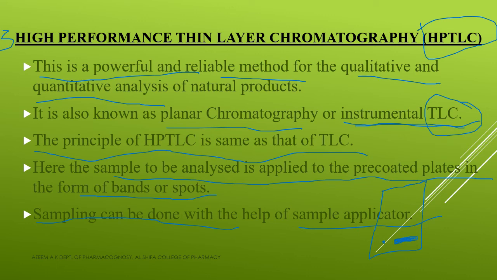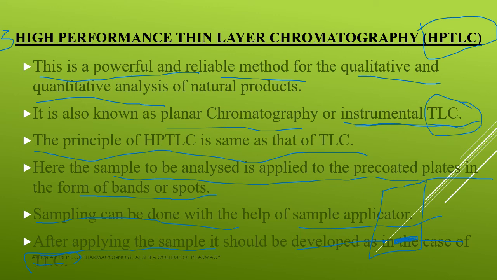Clear? So pre-coated plates are there. Then here the samples can be applied in the form of bands or spots, and the sampling can be done with the help of automatic sampling applicator. Clear? Then after applying the sample, it should be developed as in the case of TLC. Just as we developed in TLC, the pre-coated plate in HPTLC is developed in the same way. But here there will be an instrumental application, that's all.